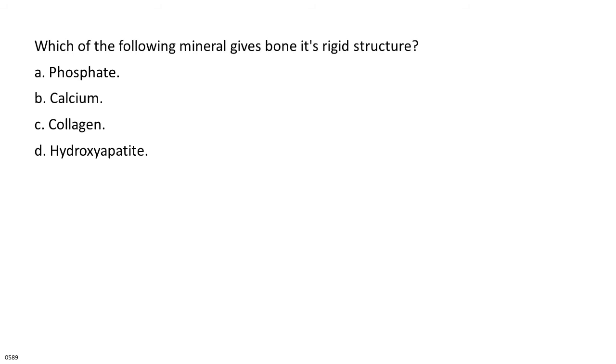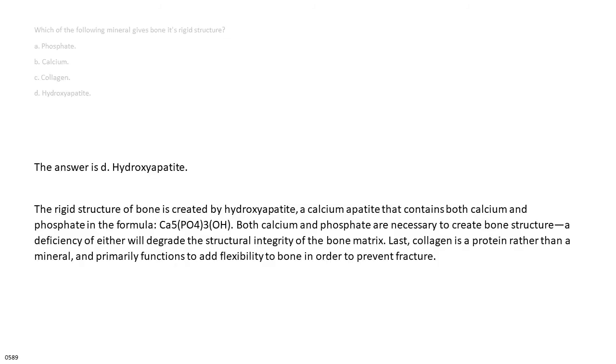Which of the following minerals gives bone its rigid structure? A. Phosphate. B. Calcium. C. Collagen. D. Hydroxyapatite. The answer is D. Hydroxyapatite.